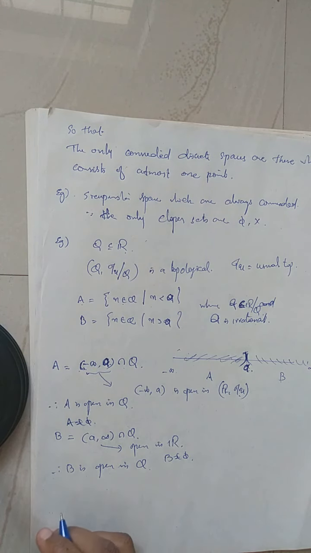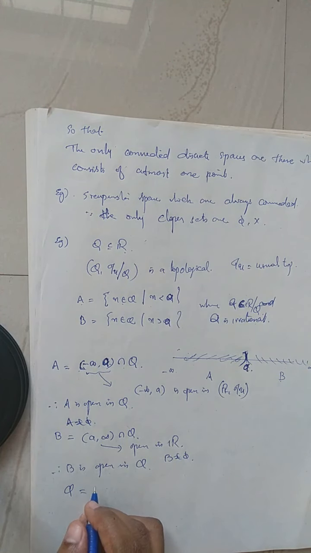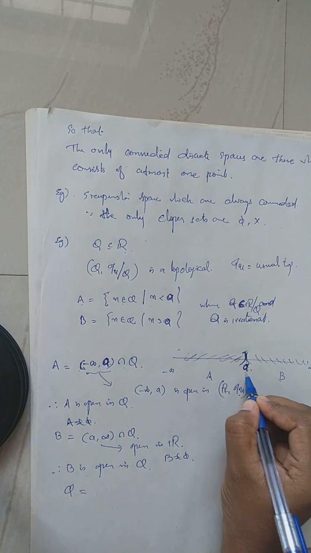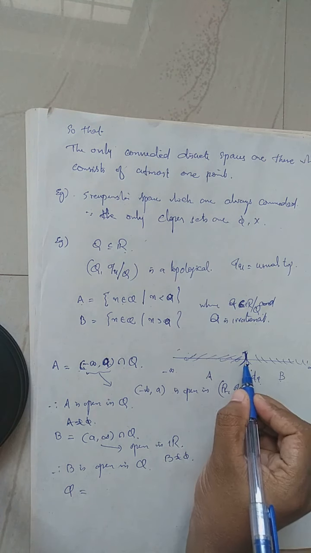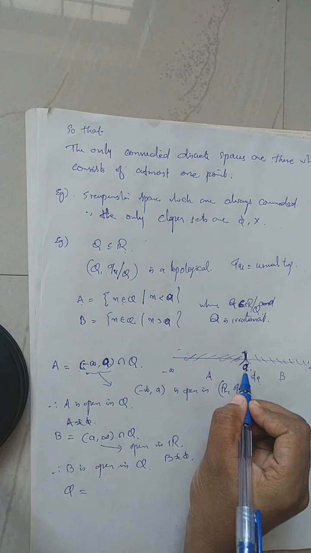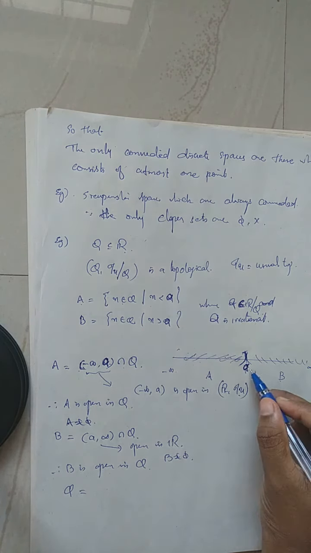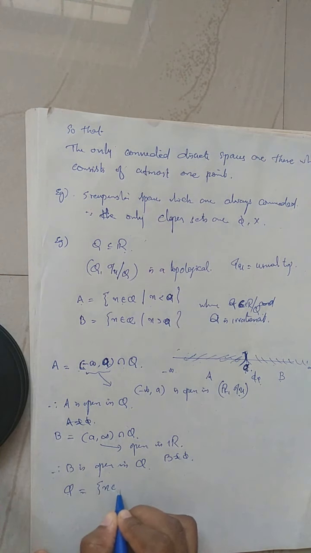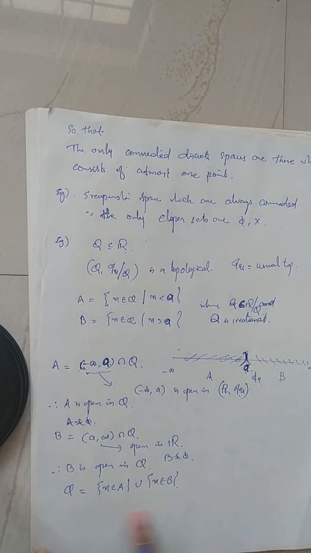Okay, so all the rationals in the real line can be written this way, because since a is irrational, a cannot belong to Q. Then you consider all the elements left of a which belong to the rationals and all the elements right of a which belong to the rationals, right? So Q can be written as the set of all x in A union the set of all x in B, right?